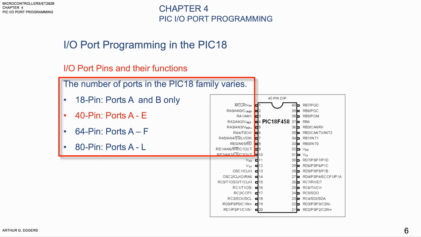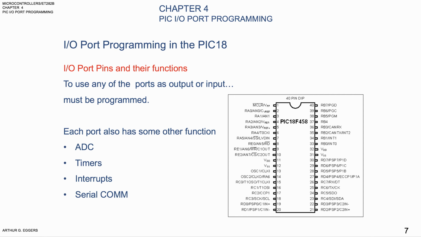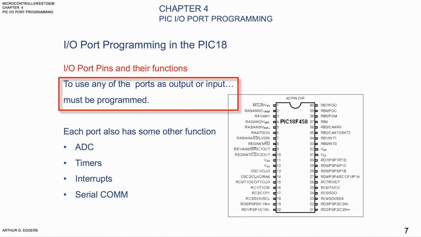The 18-pin PIC18 has ports A and B only, while the 64-pin versions have ports A through F. And the 80-pin PIC18 has ports A through L, as shown in a diagram. To use any of these ports as an input or an output port, it must be programmed, as we'll explain throughout this section.